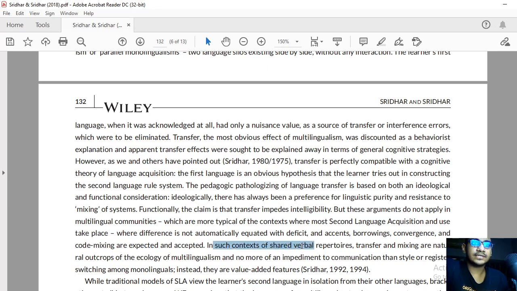In such contexts of shared verbal repertoires, transfer and mixing are natural outcrops of the ecology of multilingualism, and no more of an impediment to communication than style or register switching among monolinguals. Alright, so style is the way we speak or the way we write. There are lots of writing styles, there are lots of speaking styles, and register is when specialized vocabulary, specialized ways of speaking are used. For example, if two literature majors are speaking, they may naturally talk about specific terms that they both know. If two rocket scientists are speaking, then they will speak about terms.